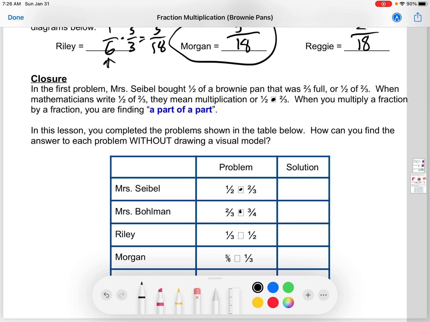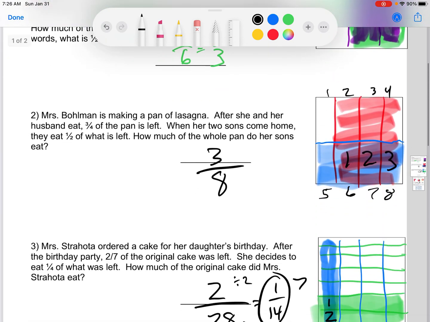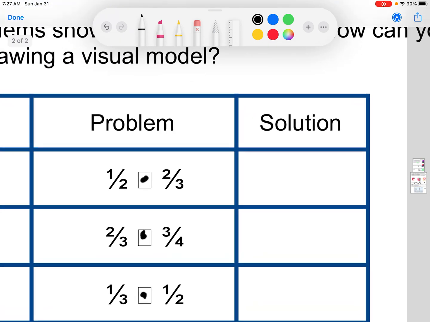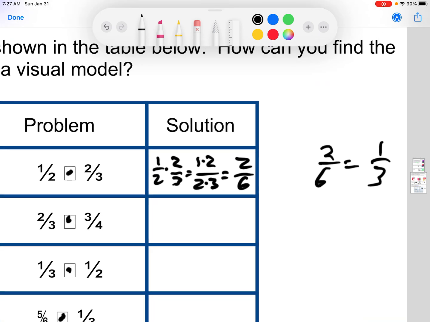Okay, so these are all multiplications, and I'm going to just move this up. There we go. So what's a better way for us to do that? Well, if we go back to Mrs. Seibel, way at the top, the answer was 2/6 or 1/3. And how do we connect that to what we did? Well, when we look at this, we can say 1/2 times 2/3 is 1 times 2 over 2 times 3, which is 2/6. There's my answer, right? And we can reduce that to 1/3.